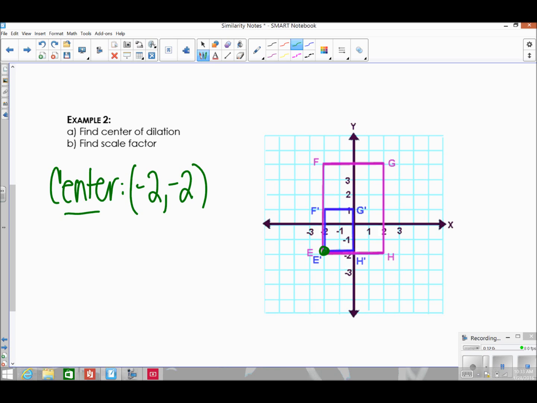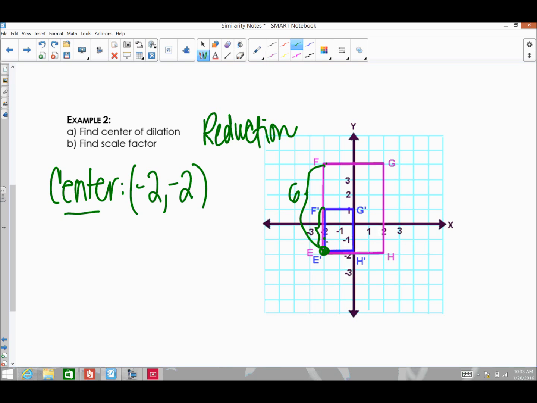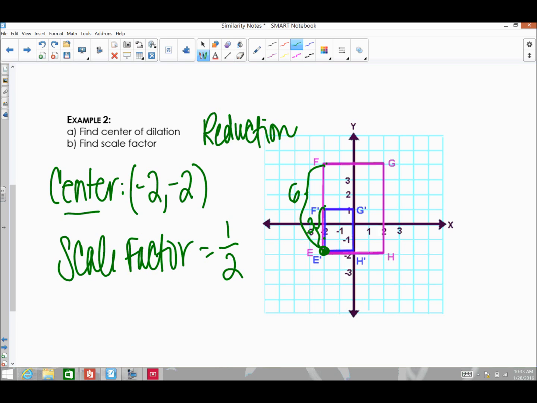And then if you're looking at the original, which is the purple rectangle, to the blue, it was a reduction. So we know a reduction occurred, which tells me that my scale factor has to be a fraction. If I look from the center to, let's say, F, the original distance was 1, 2, 3, 4, 5, 6. The new distance was 1, 2, 3. So to go from 6 to 3, we had to divide by 2. So that tells me my scale factor equals 1/2, if you're dividing by 2.